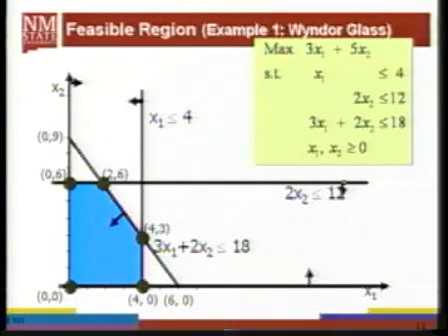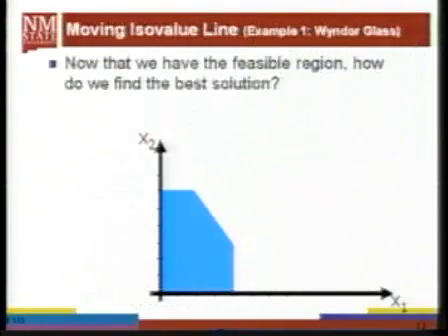And to find the optimal solution, we need to graph a line on which all the points have the same z value, okay? In the maximization problem, this line is called an isoprofit line, and in the minimization problem, it is called an iso-cost line, right? But in general, such a line is called an iso-value line, okay?